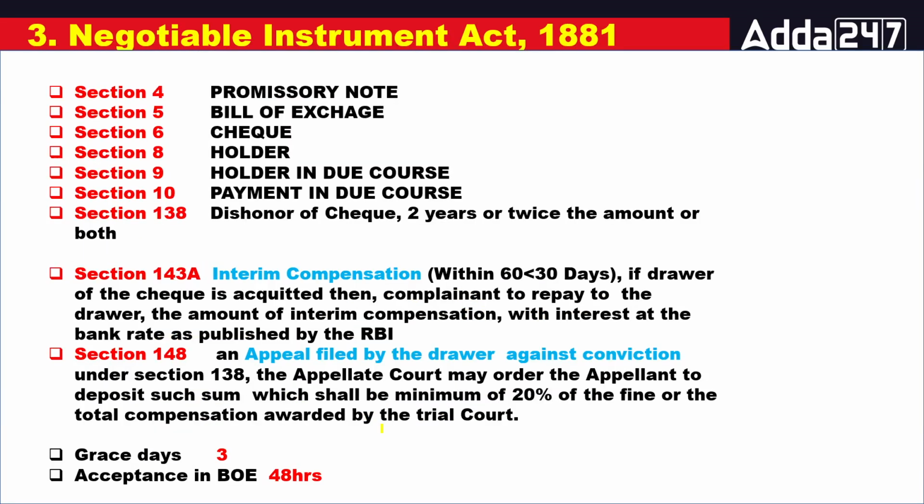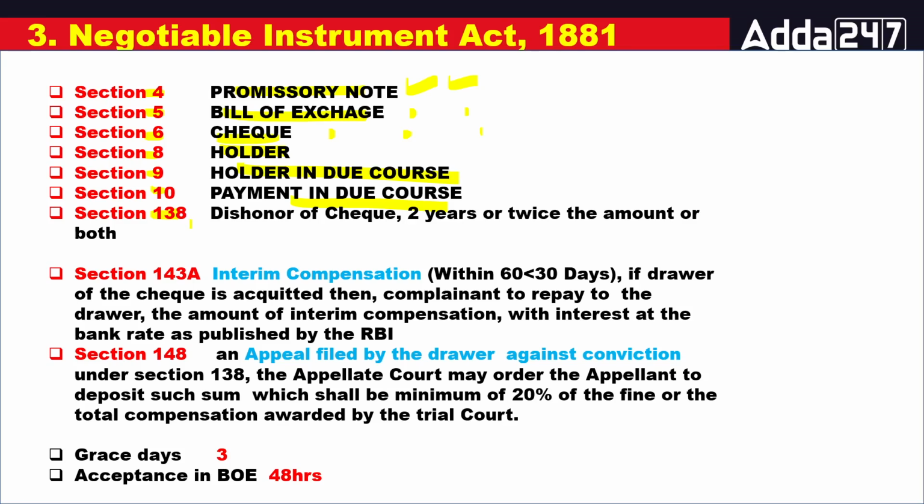Okay. Negotiable Instruments Act, you have to learn these sections: 4, 5, 6, 8, 9, 10, 138. Section 4: promissory note, 2 parties, drawer, payee. Bill of exchange: drawer, drawee, payee. Cheque: drawer, drawee, payee. Holder, holder in due course. As a holder in due course, you can file the case for money, but as a holder, you cannot file the case. Payment in due course: good faith without any negligence.